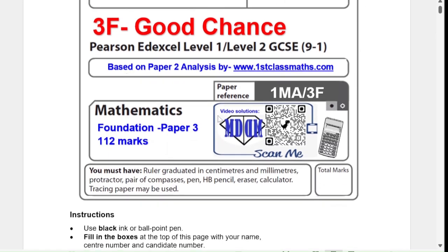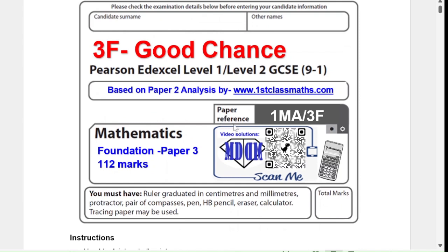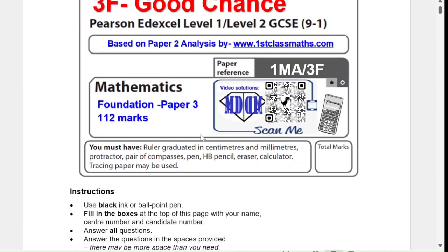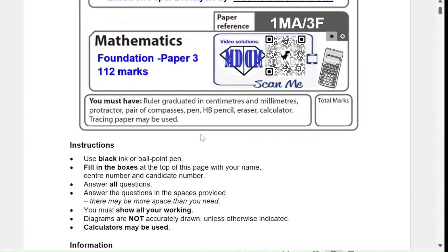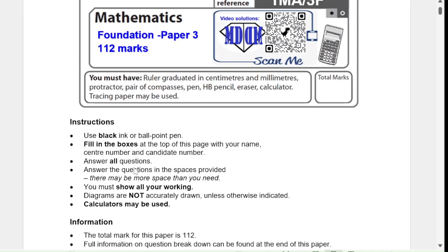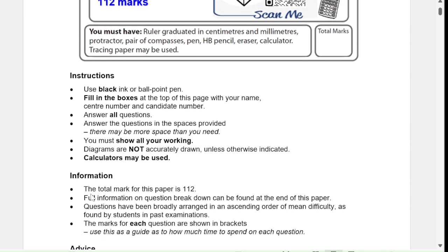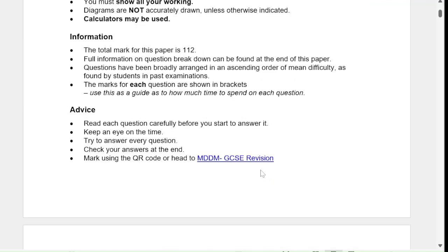Okay, so this is the paper. I would definitely recommend downloading a copy of it to do either beforehand or alongside the video. I hope you find it nice and easy to access. There are some basic instructions. Also, at the end of this paper, there's a full breakdown of the full revision list from First Class Maths, along with the breakdown of this paper. It's 112 questions, and we shall crack on.